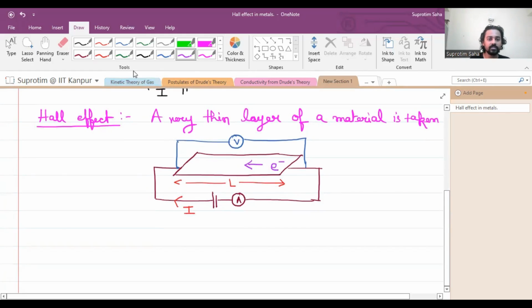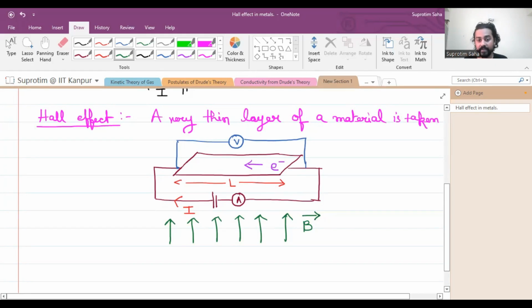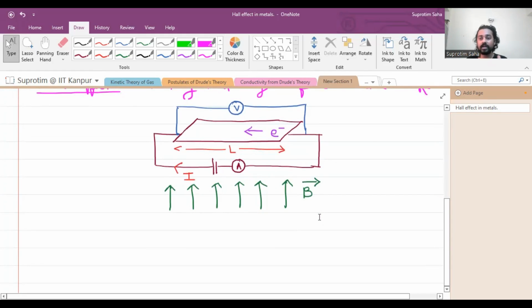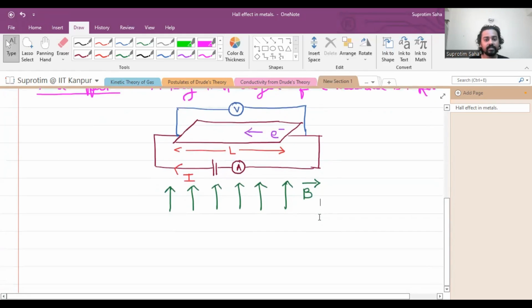Now, in addition to this, you apply a magnetic field which is perpendicular to the plane of the sample. The applied field we should denote by H, but for non-magnetic materials, B and H don't differ by too much. So we will be interchanging between H and B. Everywhere I write B, you have to understand that I am writing about the applied magnetic field, not the magnetic flux. So this is the magnetic field I am applying.